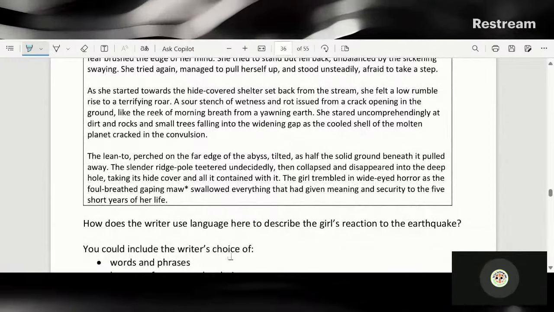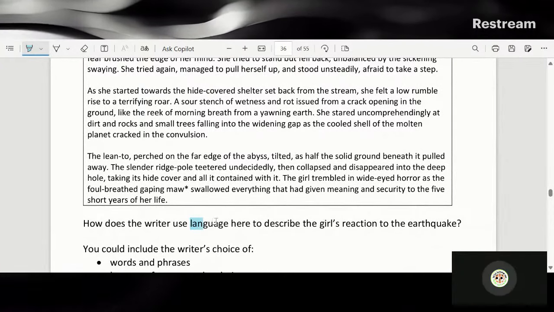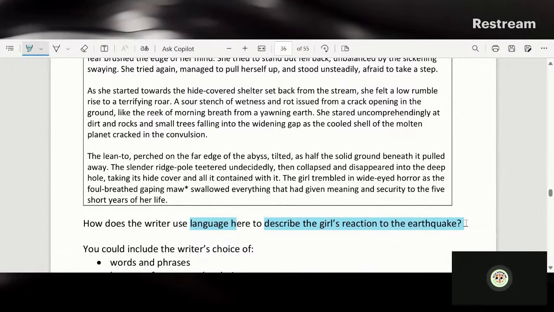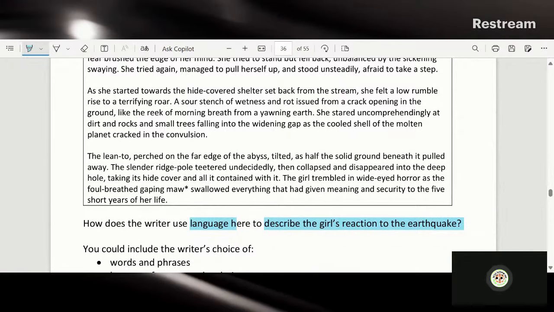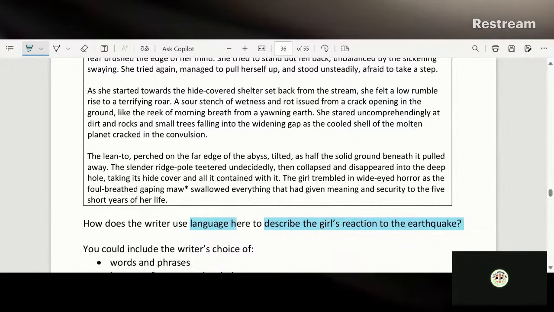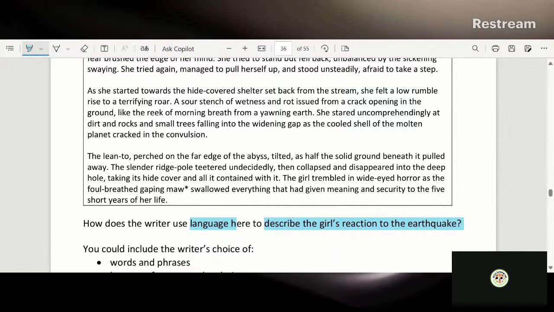And what are we looking for? Always read what you're looking for first. How does the writer use language to describe the girl's reaction to the earthquake? So let's see what we can put here.